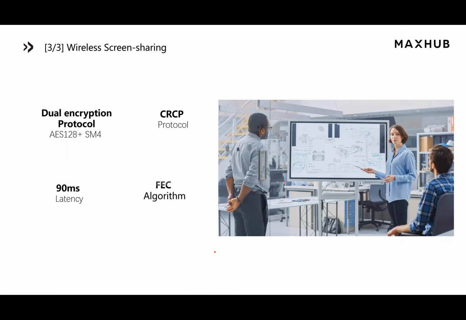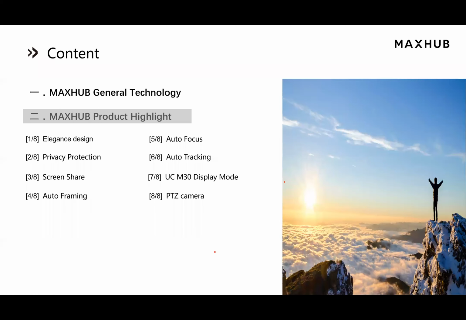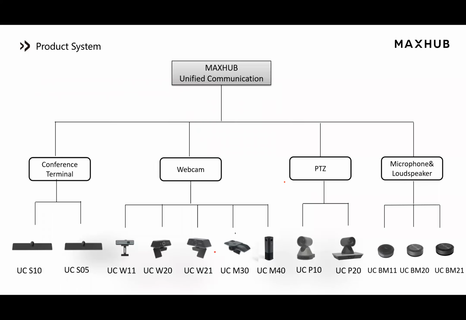This is the basic technology which we use in the video, in the audio, and in the wireless screen sharing. We will go to the second part, the product highlight. Let's discuss one by one. First, we can see our UC MAXHUB product. We divide them into four main parts: conference terminal, webcam, PDZ, microphone, and loudspeaker.